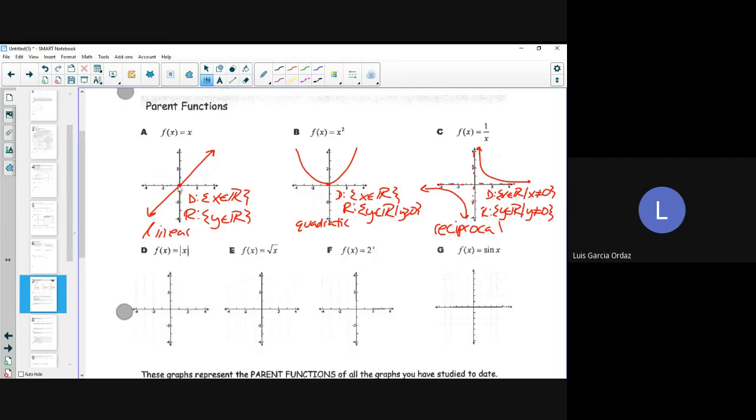All right. So far so good. It's basically stuff we did yesterday. Okay. The next one is what? Absolute value. The absolute value. So you basically have a V shape. Okay? So this is called the absolute value.